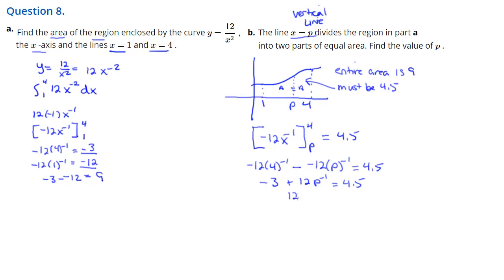And now we add the 3 to both sides. I'm going to bring the p down to the denominator, and then multiply by p on both sides, and then divide by 7.5. And I find out that p is equal to 1.6.